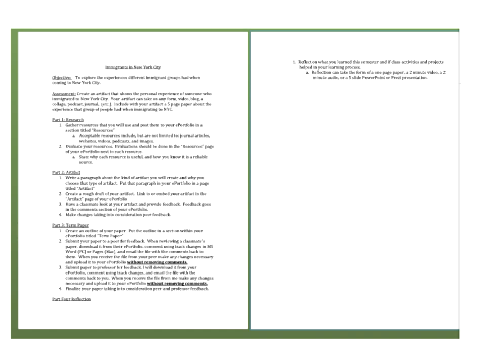So the objectives were to explore the different immigrant groups that were coming into New York City. And the students had to create an artifact that shows the personal experience of someone who immigrated to New York City. The artifact can take any form of video, a blog, a collage, a journal, a podcast. And then they also had to include a paper to go along with that.